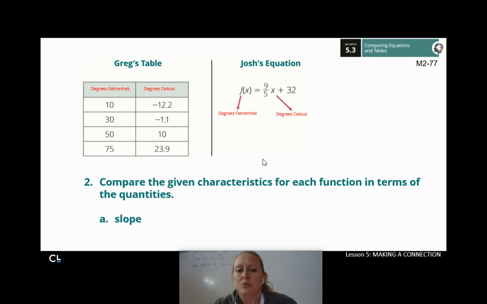I would like you to compare the slopes, the intercepts, compare all the things. Start off with the slope. Hit pause, work this out, hit play when you're ready to check your work.